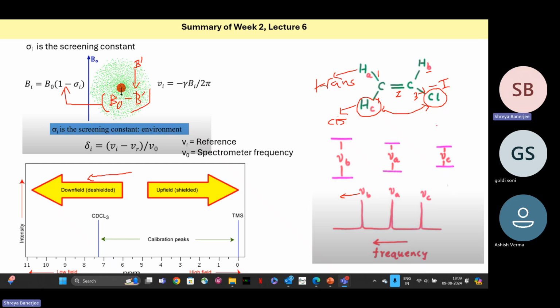Yeah, so as I was saying, the proton that is cis to the chlorine is getting shielded by the electron cloud around the chlorine. And so Hc will appear more upfield shifted compared to Ha. So between Ha and Hc, A is more downfield shifted and C is the most upfield shifted. So this is how, depending on the chemical environment around the proton, they appear at different places in the NMR spectrum.